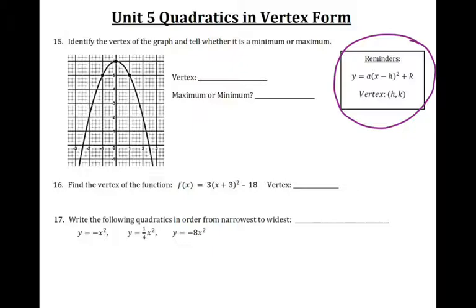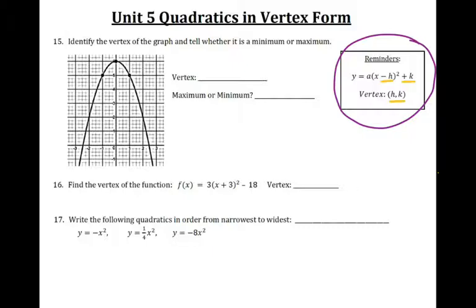It is one of three forms that we can use for quadratic functions, and it's called vertex form because you can get the vertex just by looking at your equation. So my vertex is h and k, and I can pull my h and my k from that particular format.